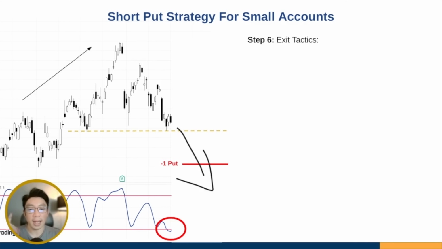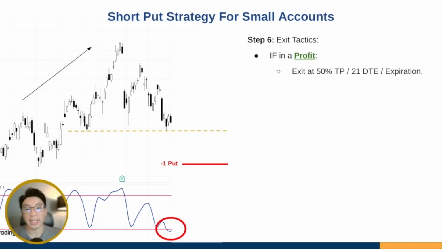So first of all, let's talk about what if this put option is in a profit, right? If it's in a profit, it's actually pretty simple. This is where a lot of people will probably also know how to manage. So there are a few ways to do this. Number one, you can just exit at 50% take profit, right? So 50% take profit is basically just half of the credit that you receive.